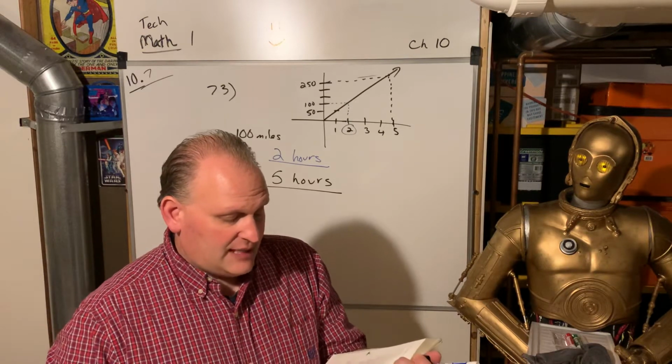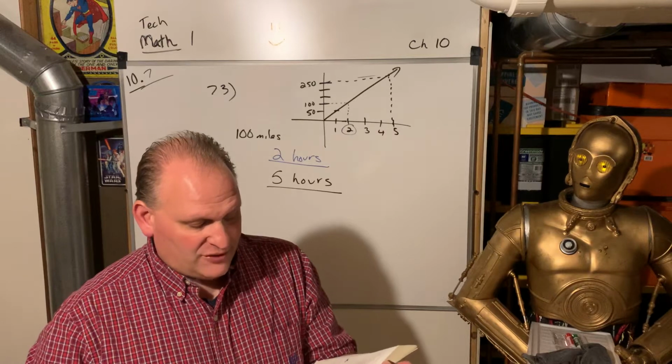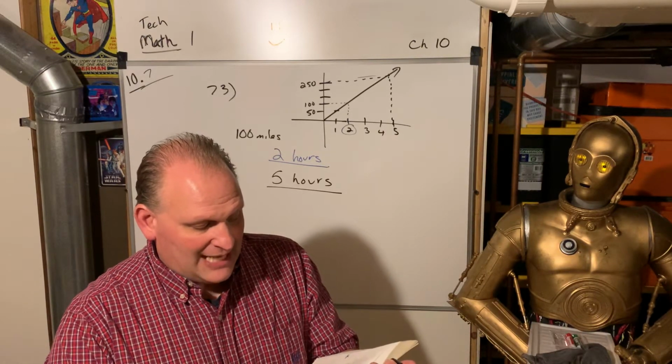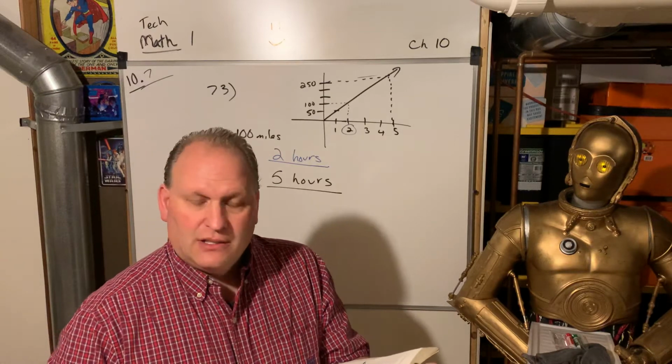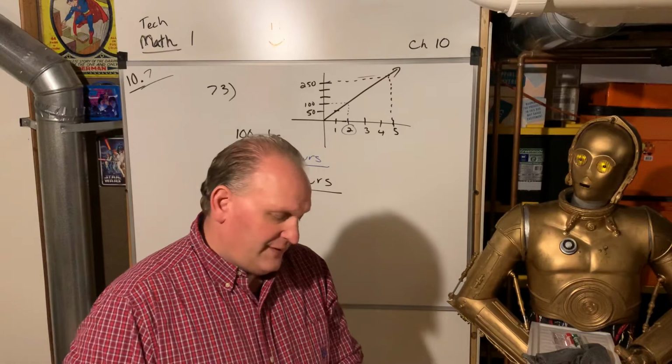They also could have said the other way. They could have said, after 4 hours, how many miles would you have driven? And then you'd go to 4, follow it up to where it hits the line, and that would be 200 miles. So you're just reading the points off of the graph.